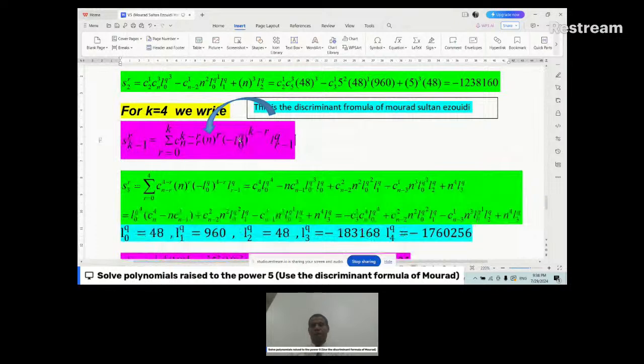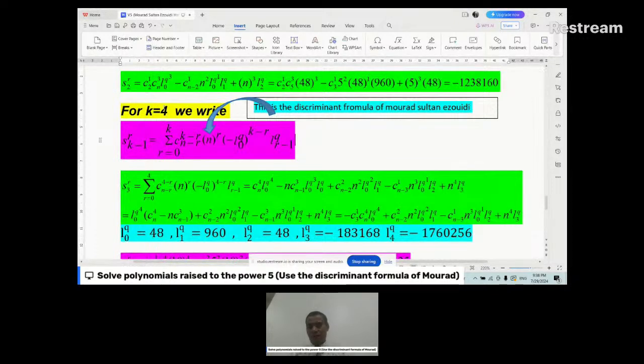Okay, to find the value of S3, let's focus on the discriminant formula of Mourad Sultan Ezouidi, and replace k equal 4. You can see that k equal 4 will give you S3. K equal 4, it will get the sum from 0 to 4, combination n minus r, choose 4 minus r.